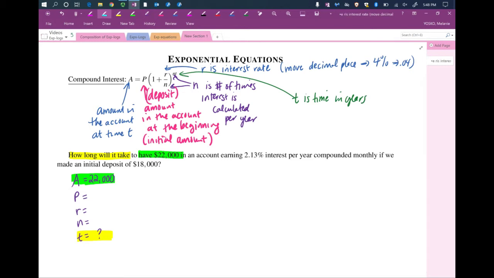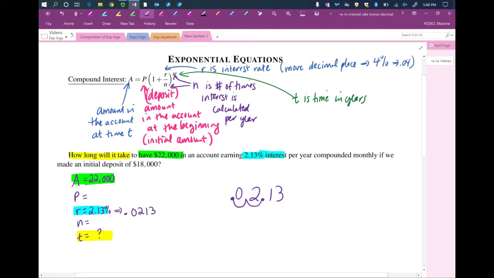Okay, then we just go piece by piece. In an account earning 2.13% interest per year. Okay, I'll stop that part. We'll get to the rest in a second. 2.13% interest. So that's going to be related to my R. But remember, I'm going to have to change the way it's written. So 2.13%, I'm not going to use that in my calculation. I'm going to move my decimal place over 2 places. It's in between the 2 and the 1, and I'm going to go 1, 2. So my new decimal will be here. So I will have 0.0213. That's the number I'm going to use.